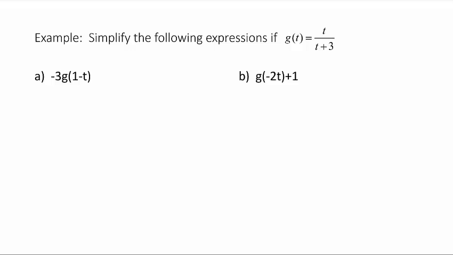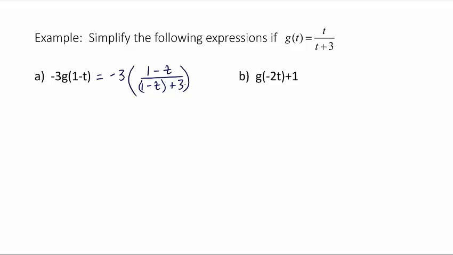The 1 minus t in parentheses indicates what our input is, and the negative 3 on the outside of the function is just a constant that we're going to multiply the entire result by. So I'm going to say negative 3 times, what else do we have going on here? So 1 minus t is what we're inputting for t. So in the numerator, I'm going to have 1 minus t, and in the denominator, I'm going to have 1 minus t, that's my input, right, plus 3.